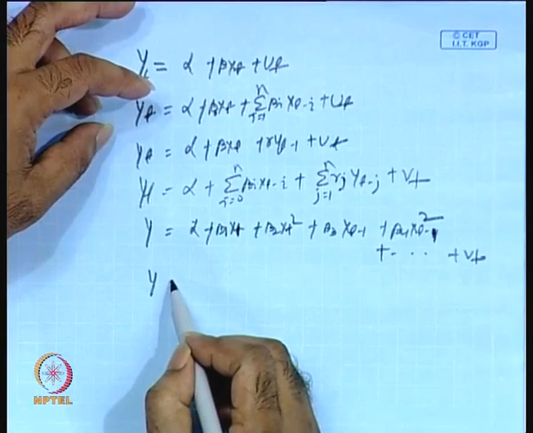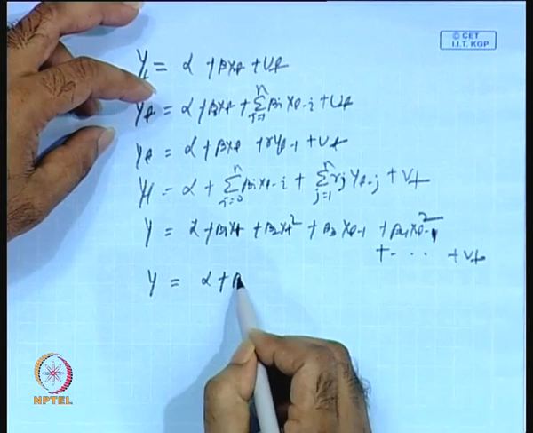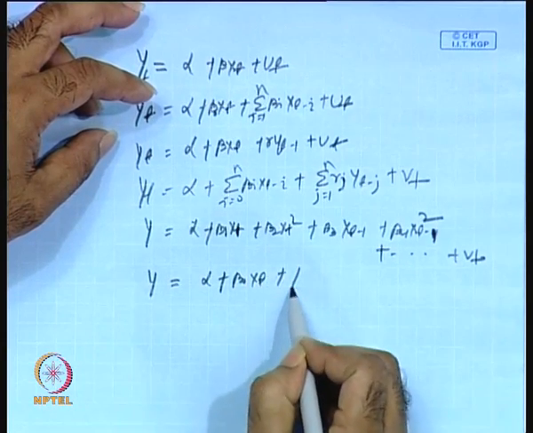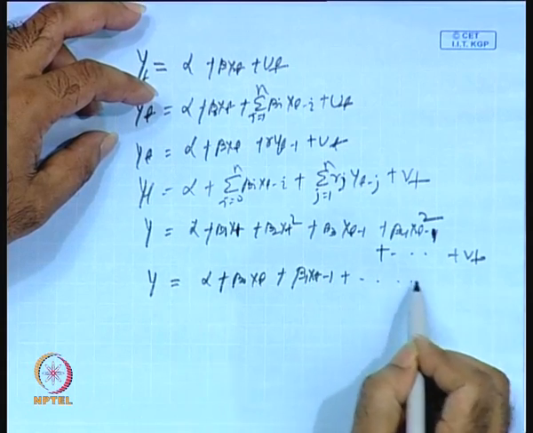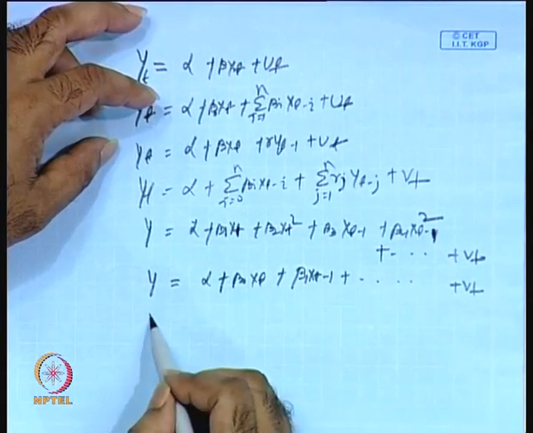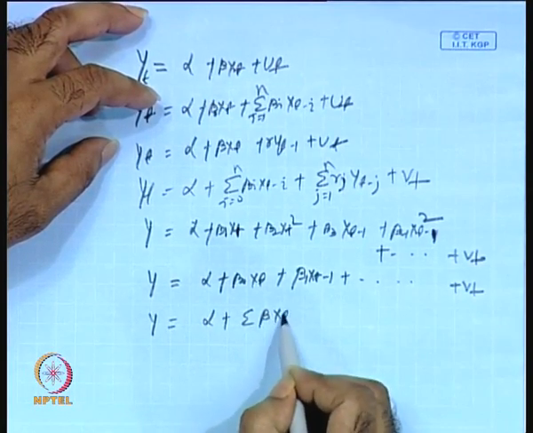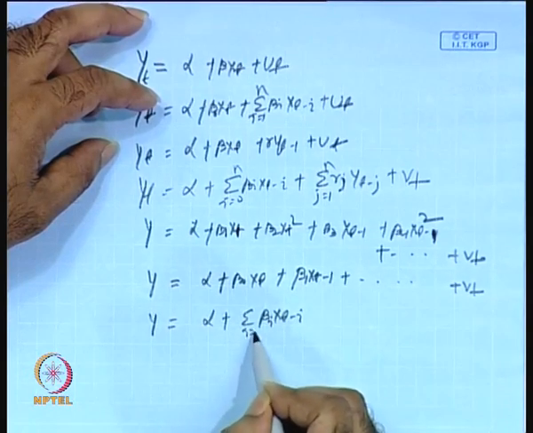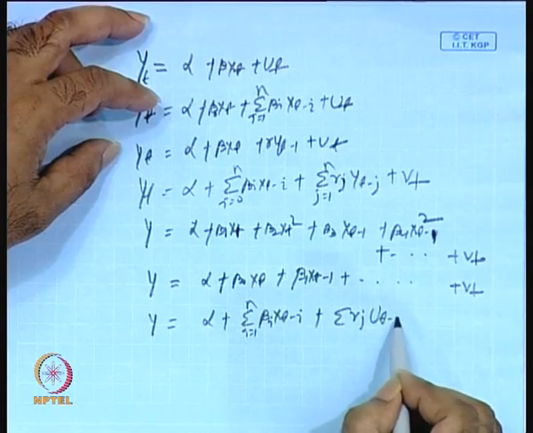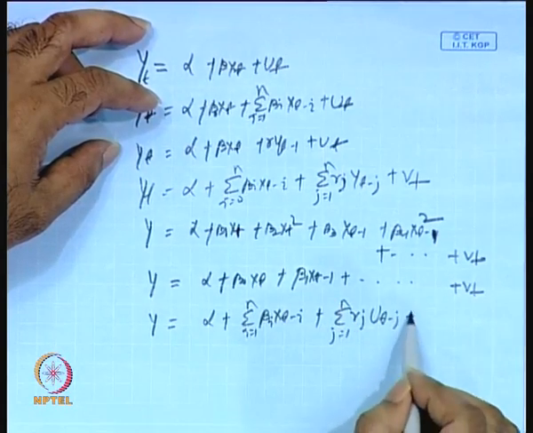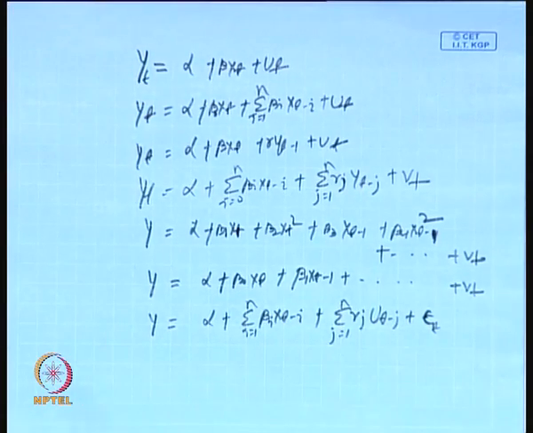So, there is another form of model called y t equal to alpha plus beta 0 x t plus beta 1 x t minus 1 plus continue plus b t, and another form of the model is alpha plus summation beta i x t minus i, i equal to 1 to n, plus summation gamma j u t minus j, j equal to 1 to n, plus epsilon t. Okay. So, these are the various forms of the time series modeling.